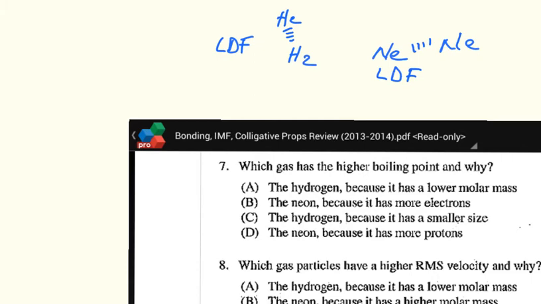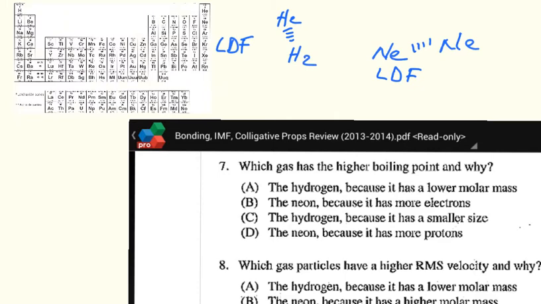Oh, and by the way, neon has, it looks like, 10 electrons each. Hydrogen only has 1 in each one, so it has 2 electrons. So we're expecting the London dispersion forces in neon to be stronger because there are more polarizable electrons. So let's see. We think hydrogen would have a lower boiling point, so that can't be the correct answer. We think neon would have the highest boiling point, so we can get rid of A and C.